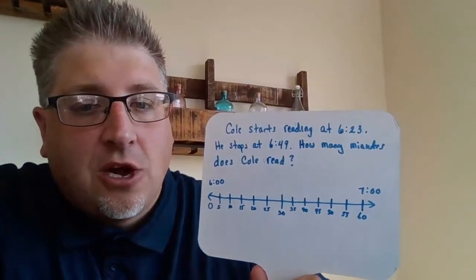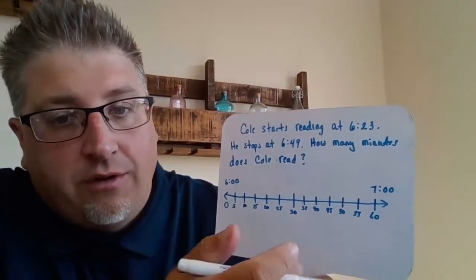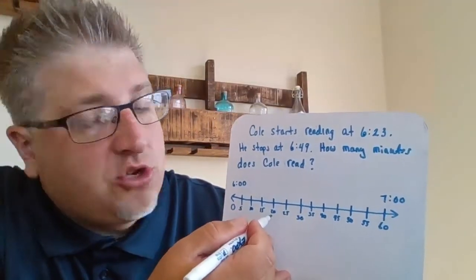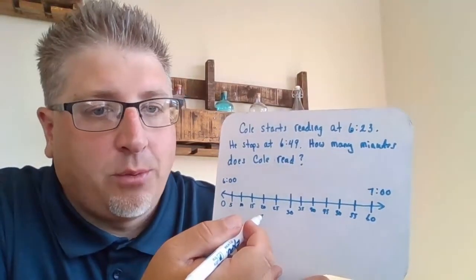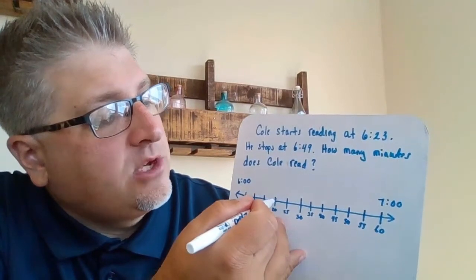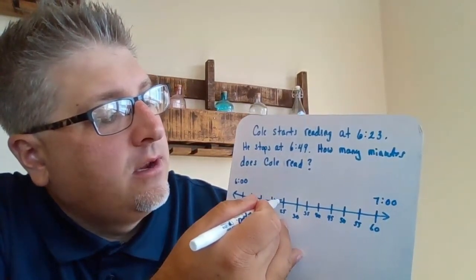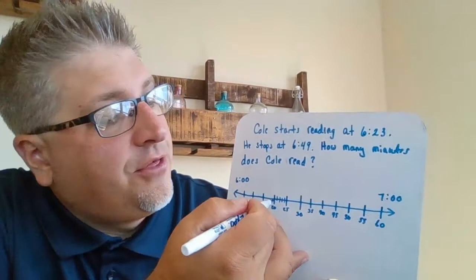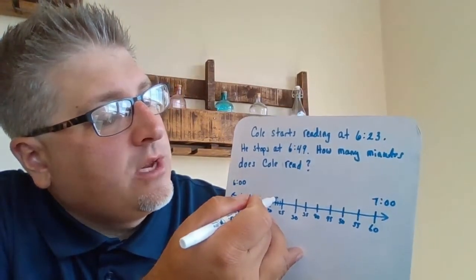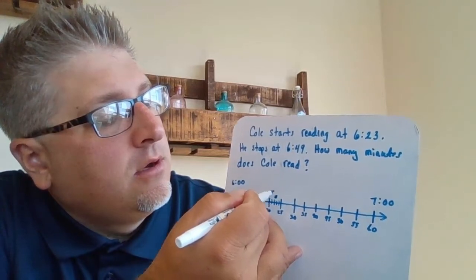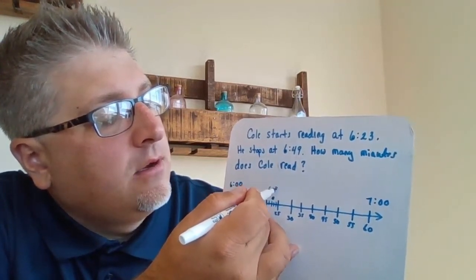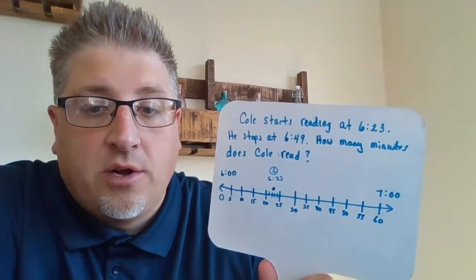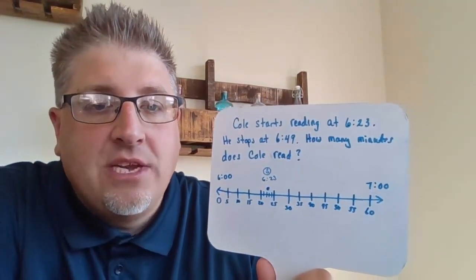So the first thing we need to do is he starts reading at 6:23. I have my number line already set, 6 o'clock, 7 o'clock. So let's plot where 6:23 would be. So there's 6:20 there, right? But there's no 6:23. First, we got to think of in between 20 and 25, there are 1, 2, 3, 4 tick marks. Okay? There are 4 tick marks. So we know on the third tick mark, there's 21, 22, 23. So 6:23, I'll put an S there, is when Cole started reading. Okay? So we know he started at 6:23.